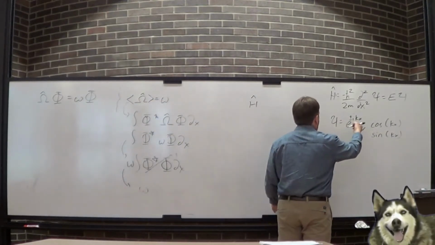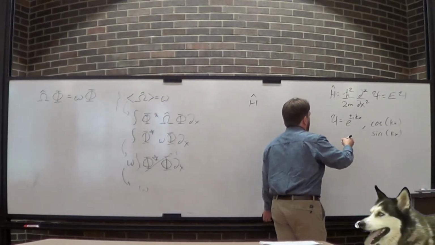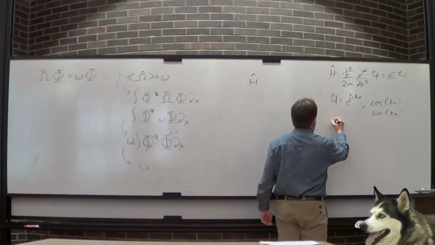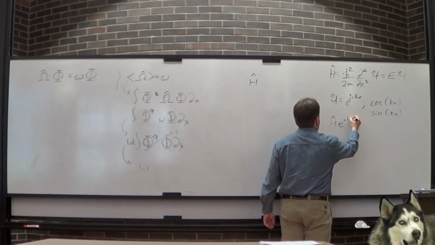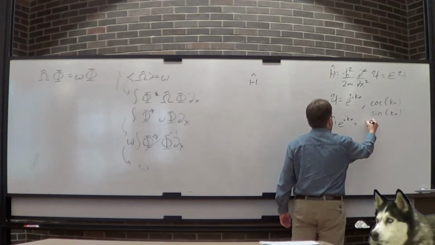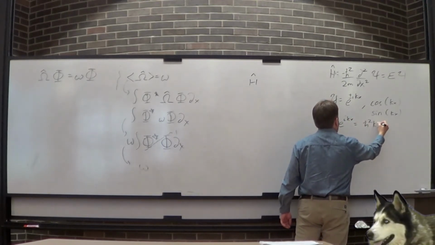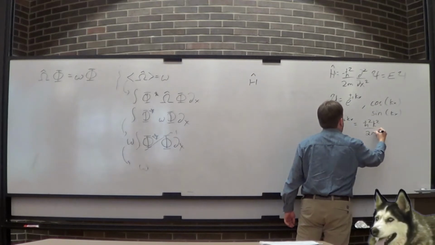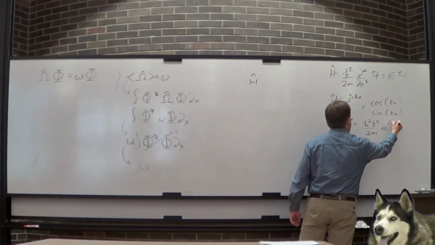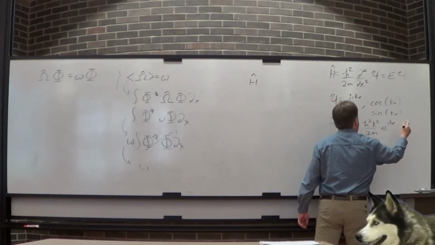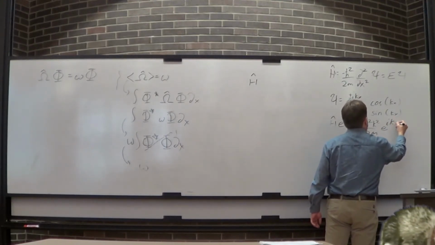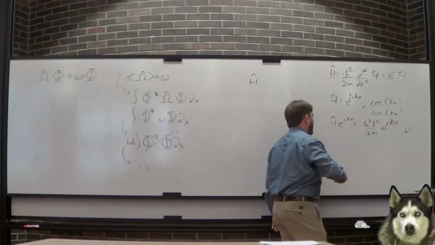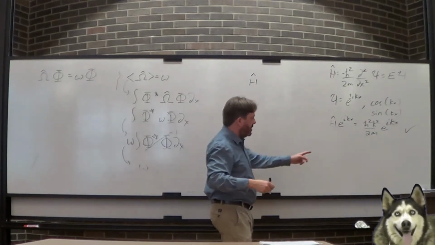Example, now all of these guys work for the Hamiltonian. I won't actually solve it, but if you do H on e to the ikx, what you're going to get is h bar squared k squared over 2m times e to the ikx. So that's a pass. I've got to remember the camera. I've got to write a little bit bigger. Okay, so that's a pass, and now I know what the energy is.